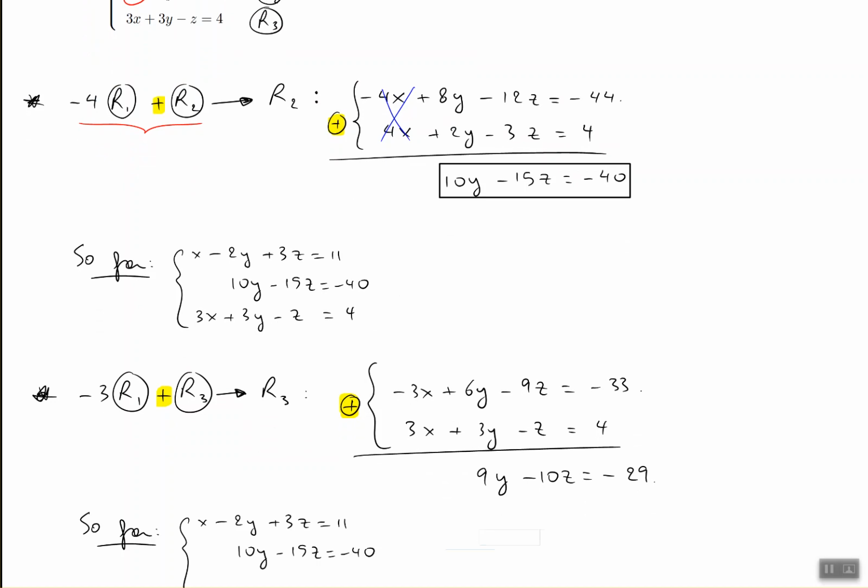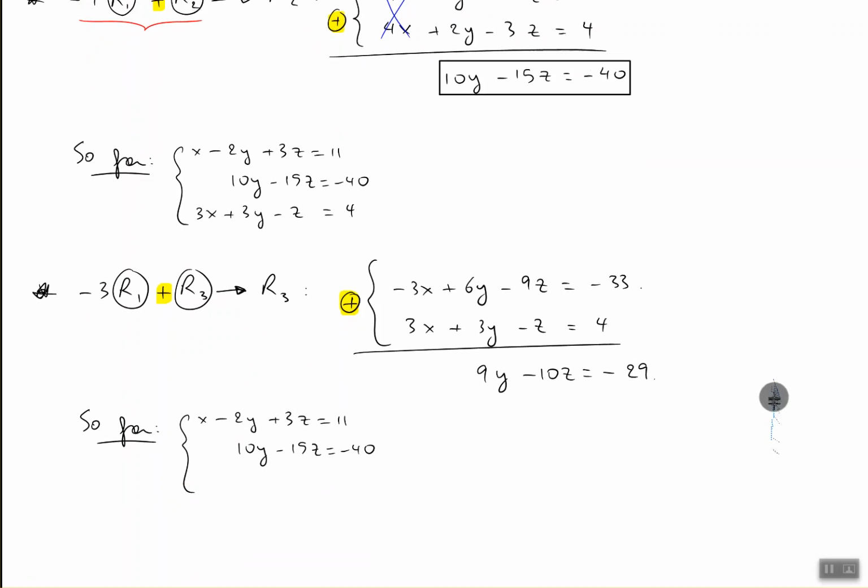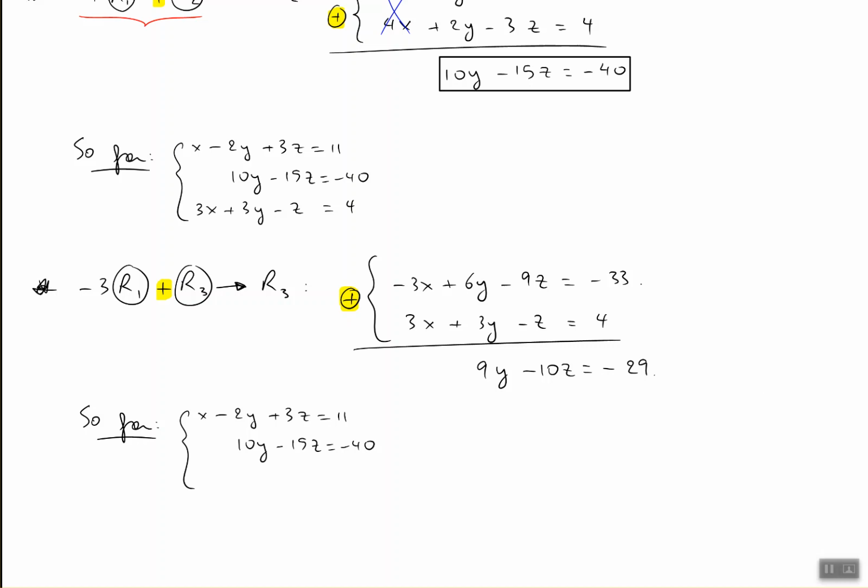So let me record what I have so far. So far I have x minus 2y plus 3z equals 11, and I have 9y minus 10z equals -29. Okay, so the first row is the same as before. The second row is the new one that I created, and the third one is the new one that I created also.